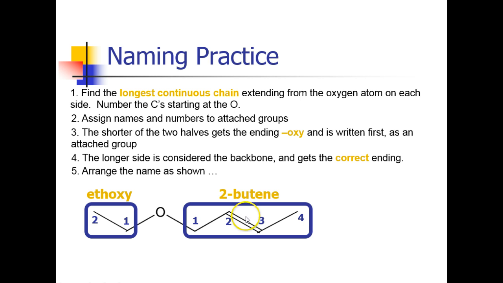Notice it's a but- for the 4 carbons. This time it's not butane, it's butene, because we have a double bond, and also a number is there for the first time. The number has to indicate where the double bond is located, after carbon 2, hence 2-butene. Put the whole name together and you get ethoxy 2-butene.